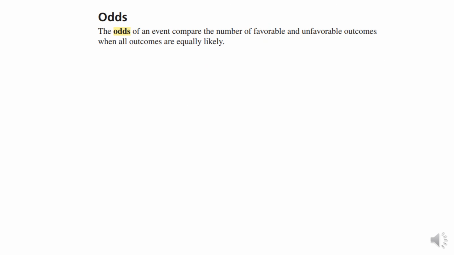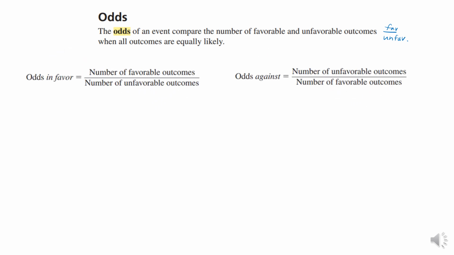So let's look at odds a little bit carefully. The odds of an event compare the number of favorable and unfavorable outcomes when all outcomes are equally likely. So favorable and unfavorable. Okay, so let's look at that a little bit more. Okay, for odds in favor, notice this is just the same thing reversed. Okay, in favor is favorable to unfavorable. Against is unfavorable to favorable. So remember that difference.